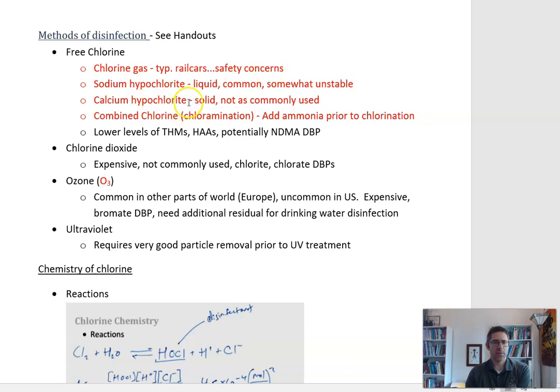Calcium hypochlorite is maybe what you would use if you have a swimming pool at your house that you want to keep chlorinated. A lot of times they sell these little hockey puck looking things that the water can circulate through and keep dissolving some of that into the pool.